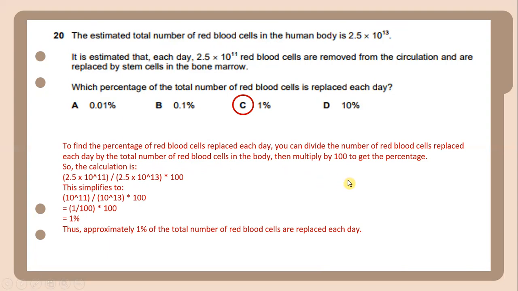Then multiply by 100 to get the percentage. So the calculation is 2.5 times 10 to the power of 11 divided by 2.5 times 10 to the power of 30, then multiply by 100 to get the percentage. So this simplifies to 10 to the power of 11 divided by 10 to the power of 30, then you multiply by 100, you get the value of 1%. Thus, approximately 1% of the total number of red blood cells are replaced each day. The answer will be C.